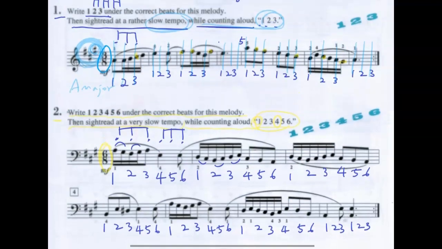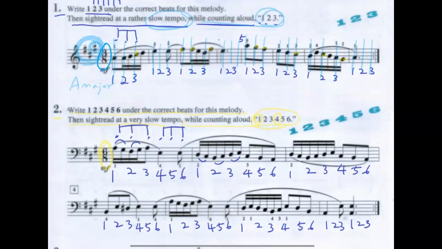Okay, we are done writing the numbers. Then let's sight read this passage at a very slow tempo while counting aloud 1, 2, 3, 4, 5, 6. Watch out for the clef. This is bass clef this time. And we have 3 sharps. So this is also A major with F sharp, C sharp, and G sharp.